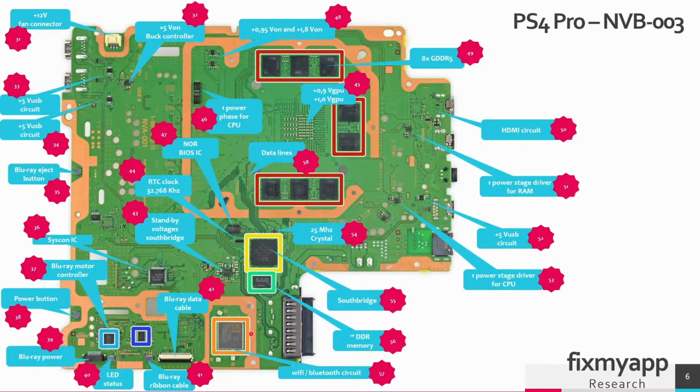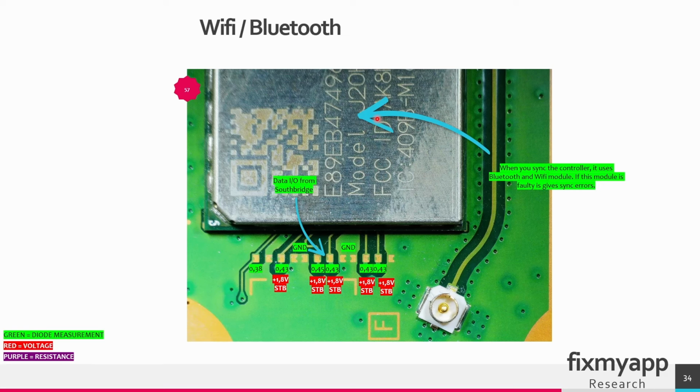The Wi-Fi and Bluetooth circuit is located near region 57. So this is the Wi-Fi and Bluetooth chip. When you have problems syncing your game controller to the console, it can be the cause of a bad or faulty Bluetooth and Wi-Fi module. So if this module is faulty, it gives sync errors.